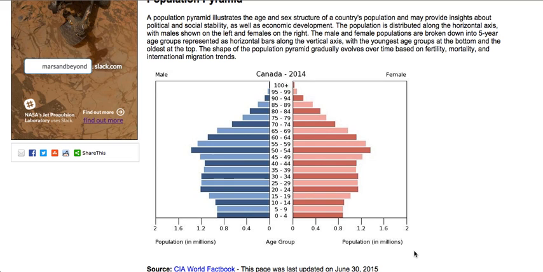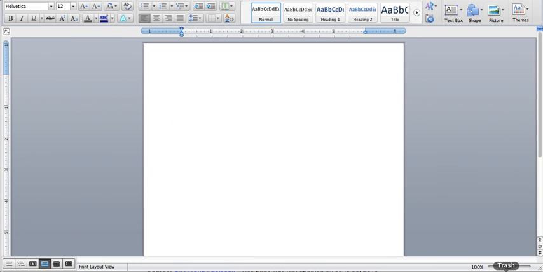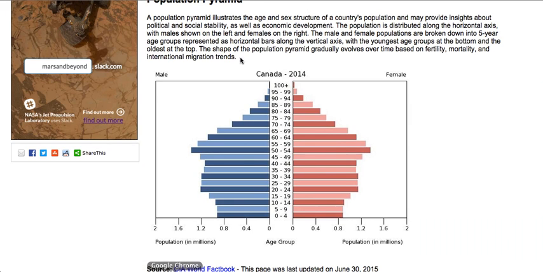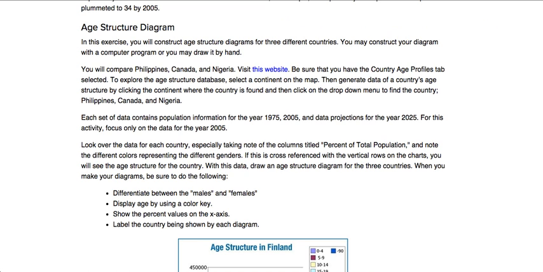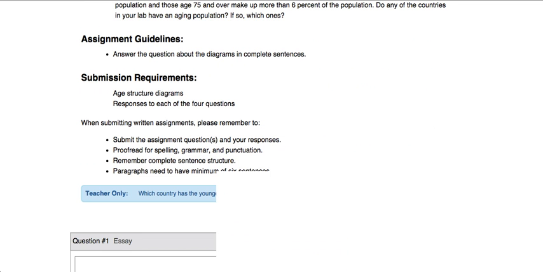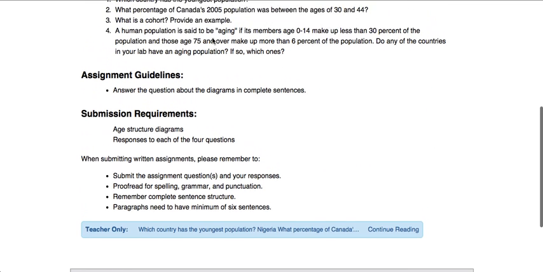Once you've taken that screen capture from your desktop, open up a Word document and drag that screen picture that you just took right onto this Word document, or a Word document that you're going to open up. So you'll put those three right on a Word document, from Canada, Nigeria, and the Philippines. That's the first part of this assignment.